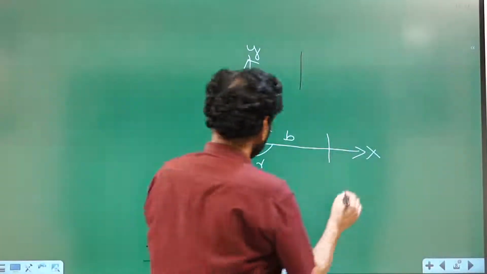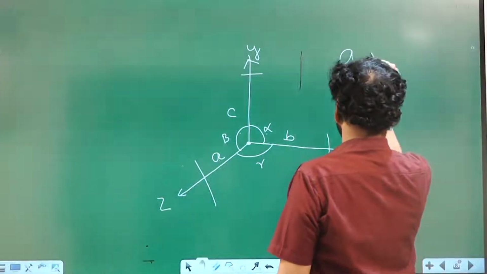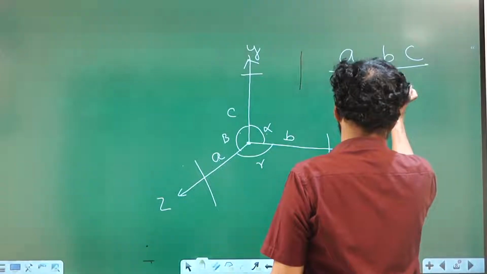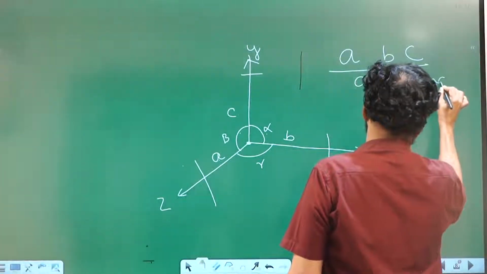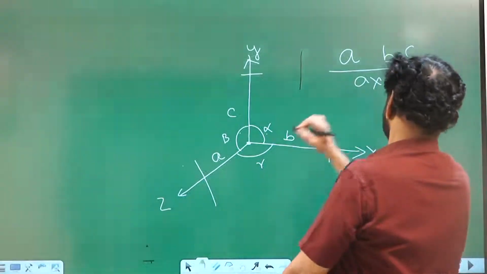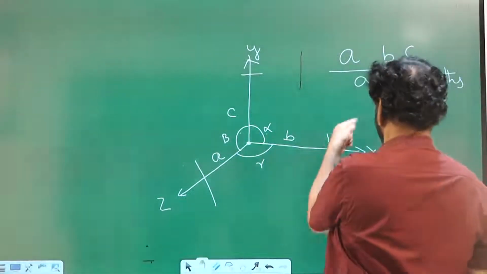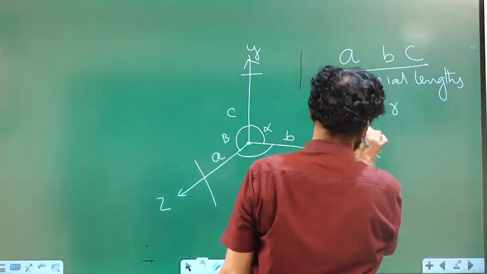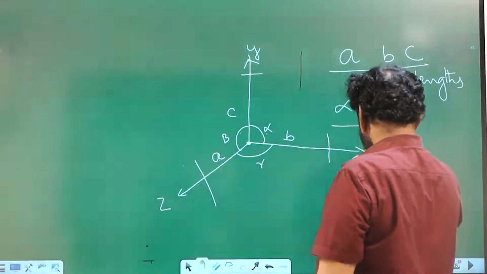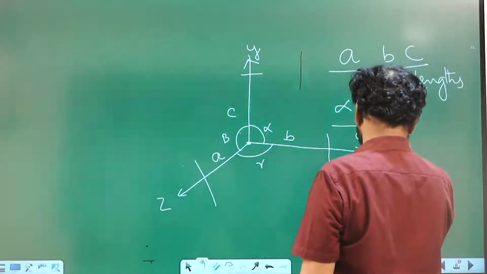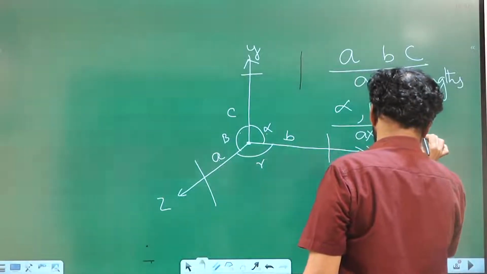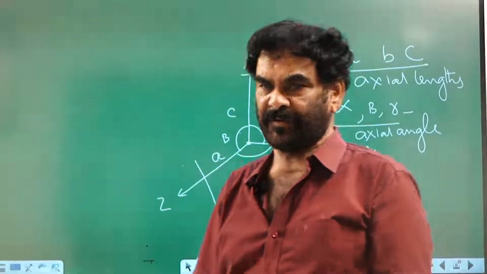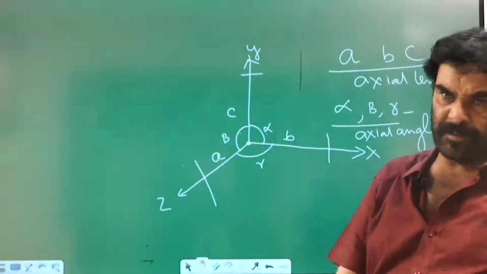So there are 3 parameters lengthwise. A, B, C are the axial lengths, or edge lengths. Alpha, beta and gamma, these 3, are considered axial angles, the angles between the different axes. These 6 parameters are taken into consideration for further classification of the crystal systems.